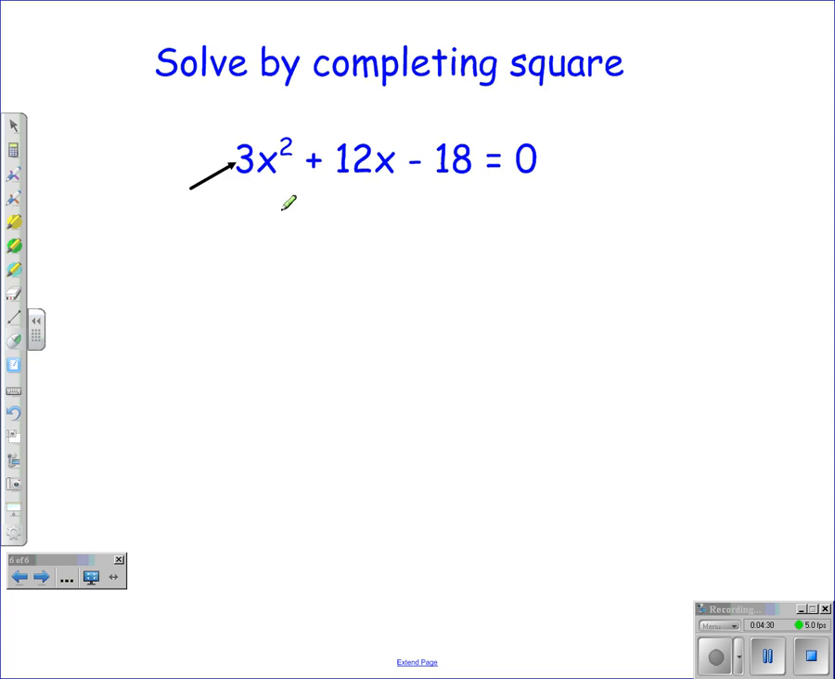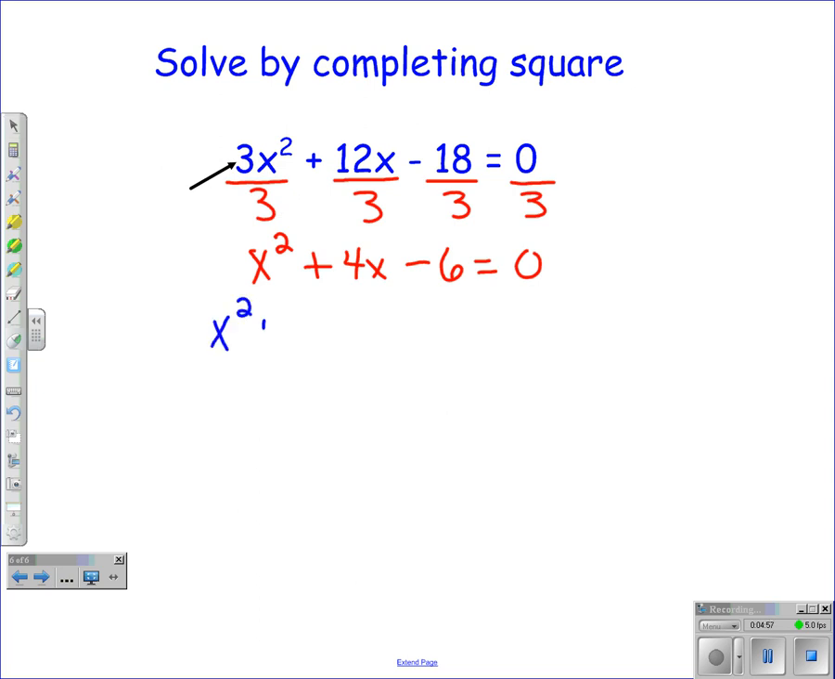Our last problem that we have here, we have a 3 as our leading coefficient. We can't have a leading coefficient that isn't a 1. In order to help ourselves out, we must divide every term by whatever that leading coefficient is. The first one leaves us with x squared, then we have plus 4x minus 6 equals 0. You need to now rewrite the equation so that you have that negative 6 on the other side, it becomes positive, and we're going to put our squiggles in here.